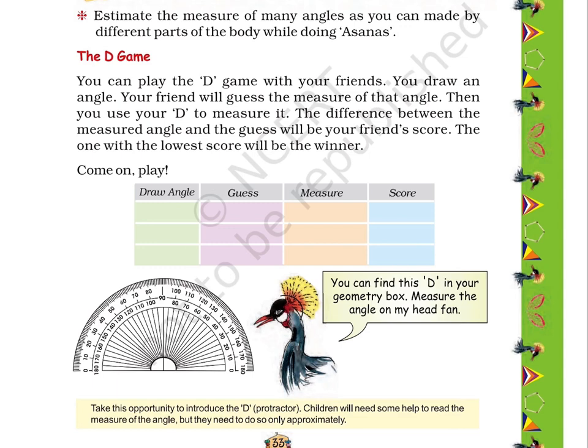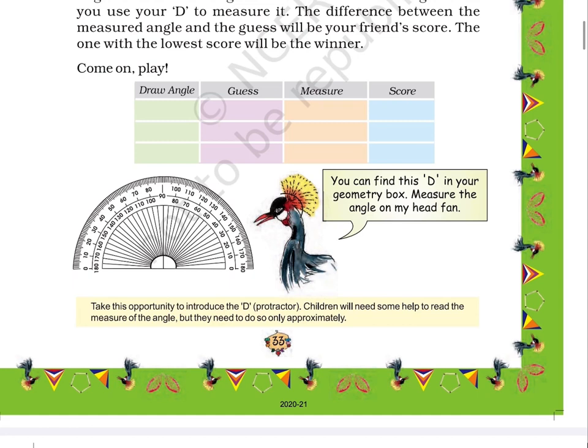Below this we see the picture of a D and next to it a bird, perhaps a peacock, telling us, you can find this D in your geometry box. Measure the angle on my head fan. Take this opportunity to introduce the D or protractor. Children will need some help to read the measure of the angle, but they need to do so only approximately. Part 3. The chapter 2 ends here.